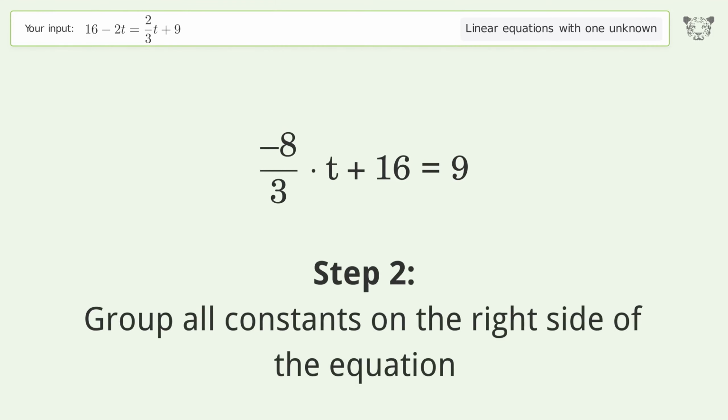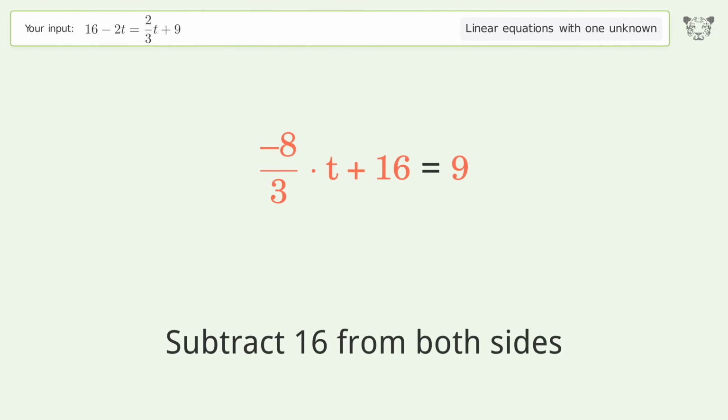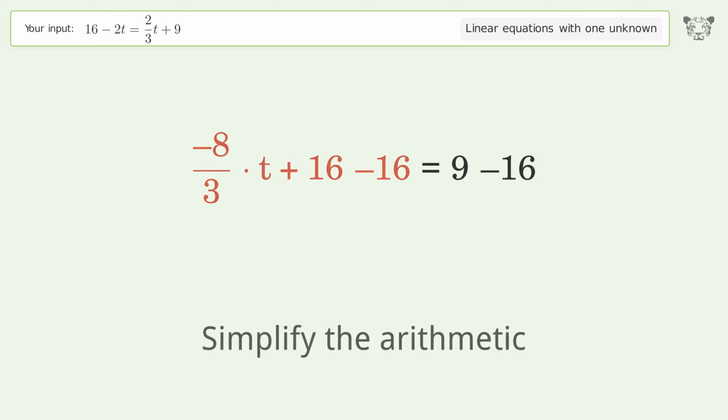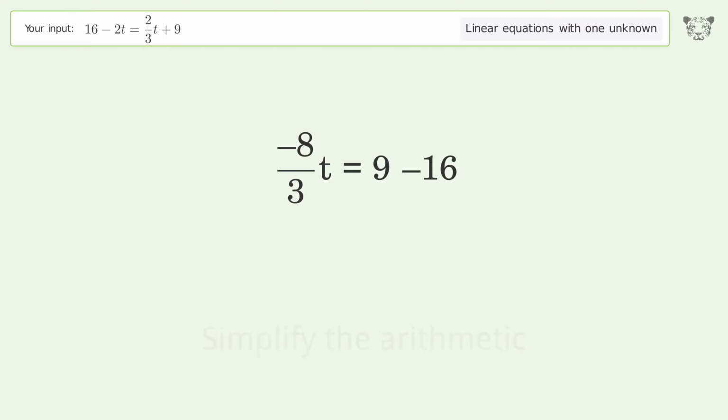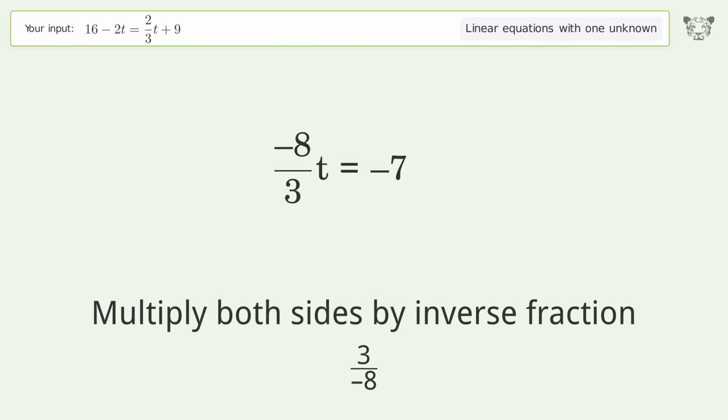Group all constants on the right side of the equation. Subtract 16 from both sides. Simplify the arithmetic. Isolate the t. Multiply both sides by inverse fraction 3/8.